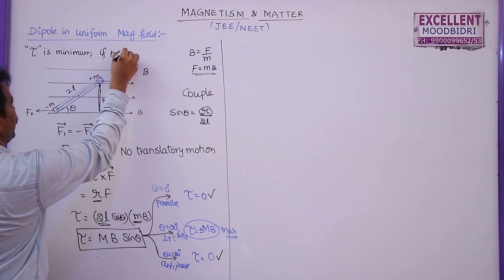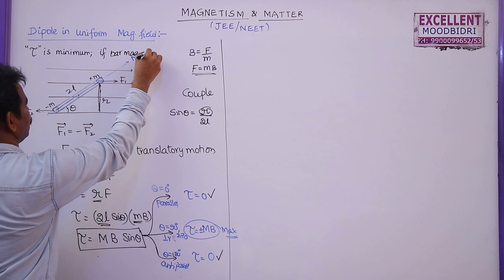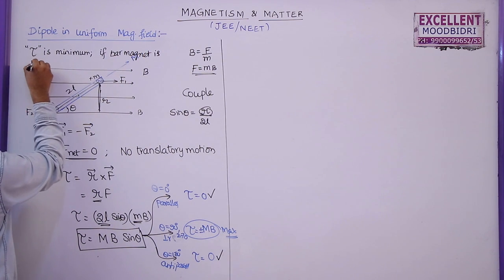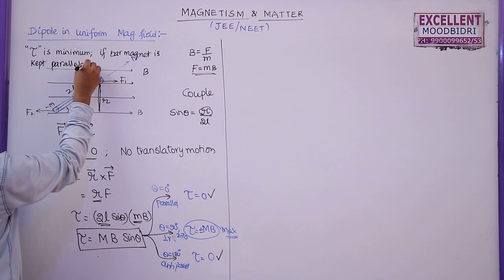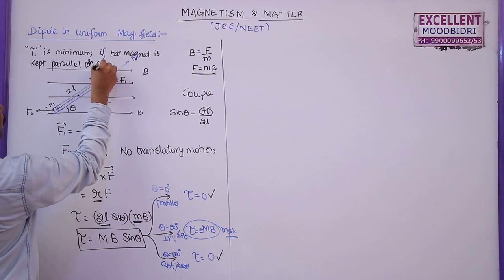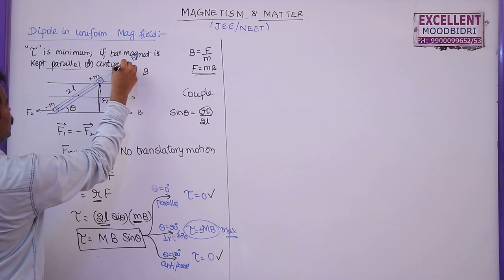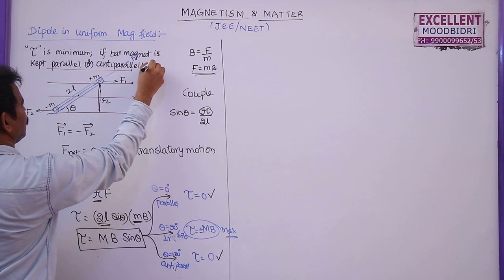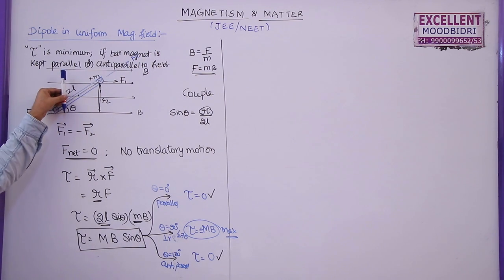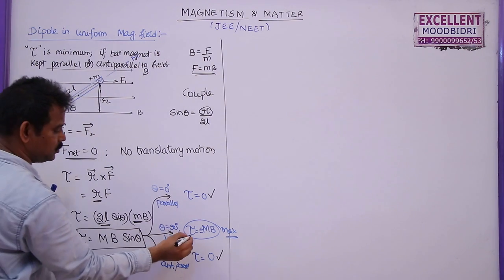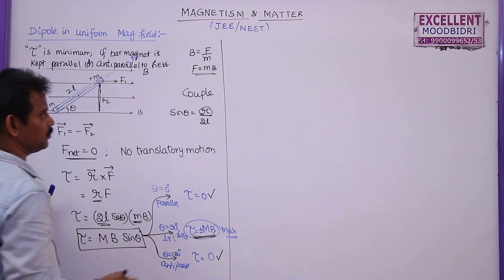if the bar magnet is kept parallel or anti-parallel to the field. Suppose it is kept perpendicular, either at 90 or 270, it will experience maximum torque.